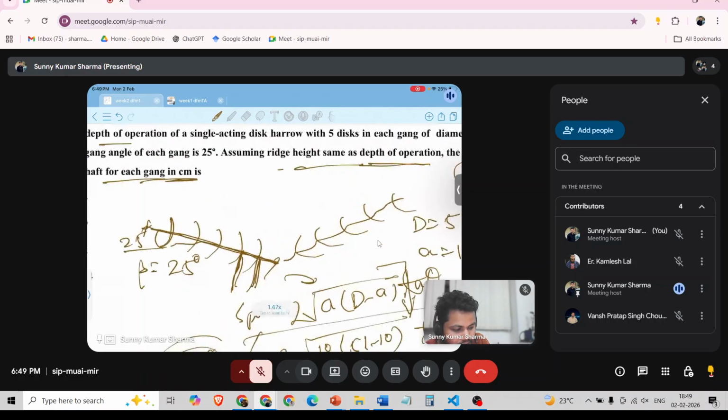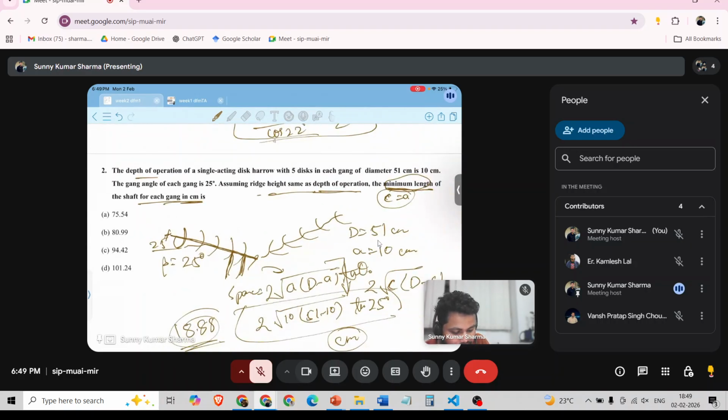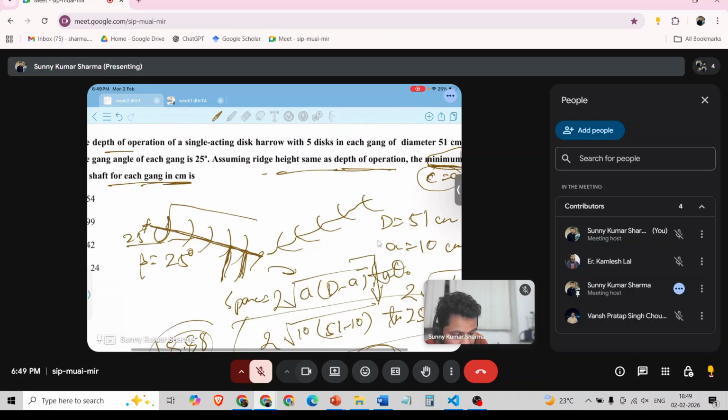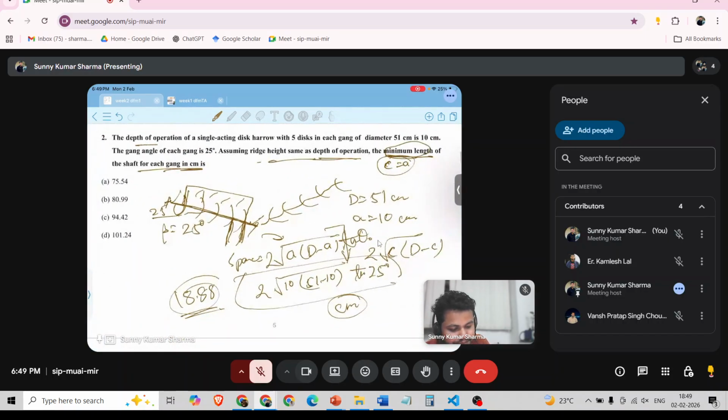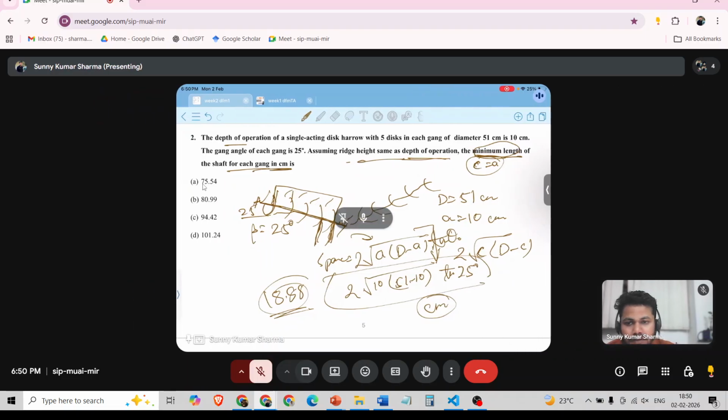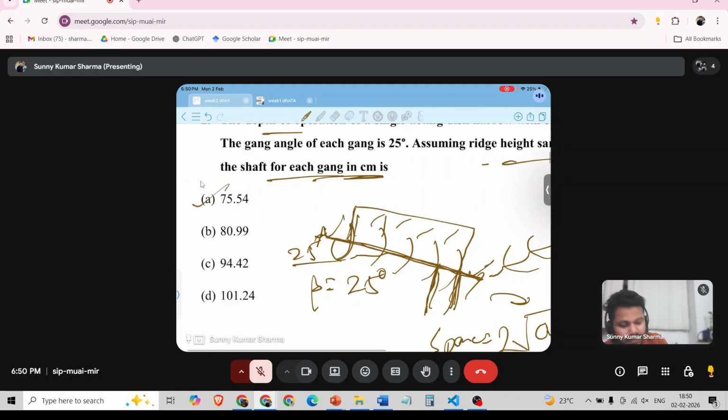And they are asking the minimum length of shaft. The minimum length of shaft will be this one. This side is extra. So the minimum length will be 18.88 into 4, which is 75.54. This is the answer.